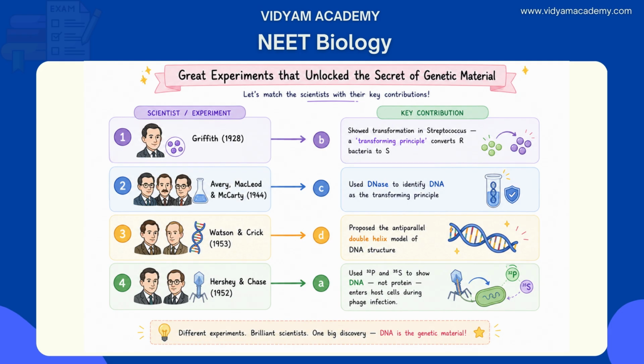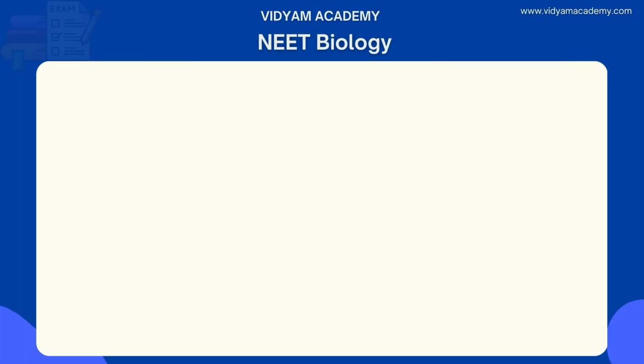Watson and Crick, 3, matched to D because in 1953, they proposed the anti-parallel right-handed double helix model of DNA structure using data from X-ray crystallography by Rosalind Franklin and Maurice Wilkins, Chargaff's base pairing rules and model building. Hershey and Chase, 4, matches A. Their 1952 blender experiment with 32P-labeled DNA and 35S-labeled protein phages conclusively showed that only DNA entered the host cell during infection. That's what option A correctly and rightly matched here. Let's move to question number 9.